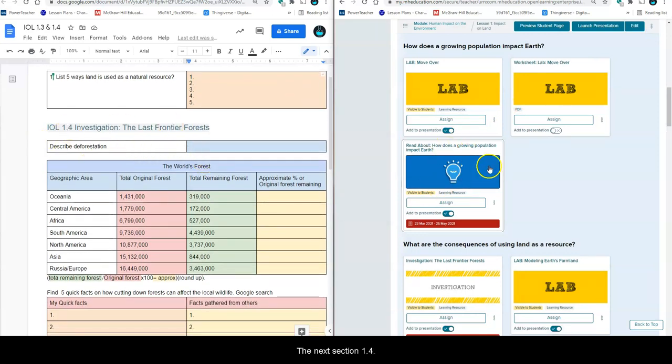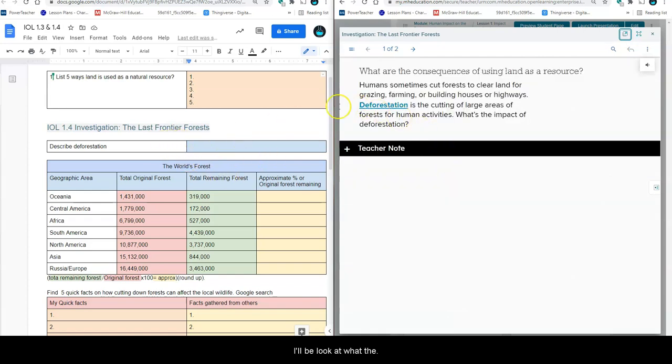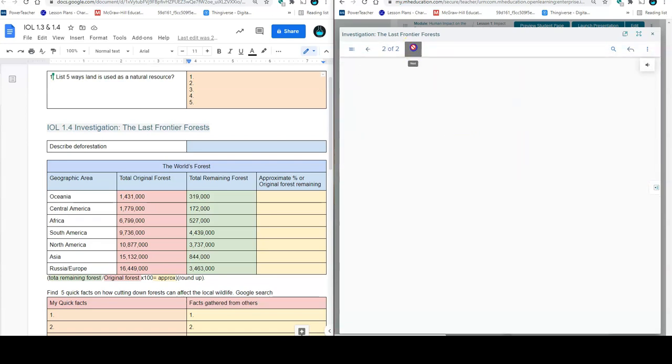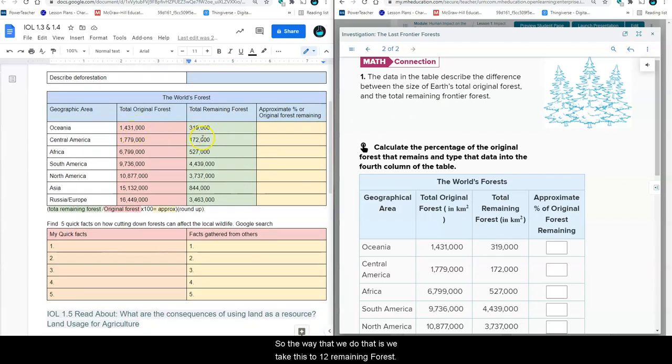In the next section, 1.4, we look at what the definition is of deforestation. And what we're going to do is fill out this little data table and compare the total size of Earth's original forests to what remains right now. So the way that we do that is we take this, the total remaining forest, and we divide it by the red, original forest, and then we'll multiply it times 100 and get a percent.